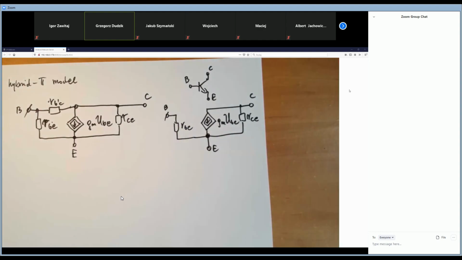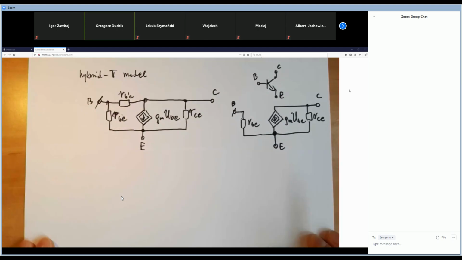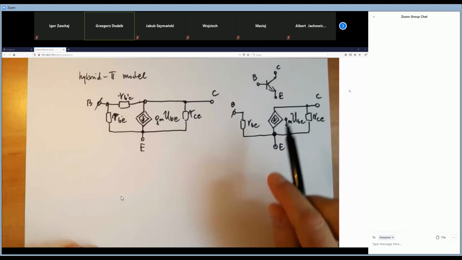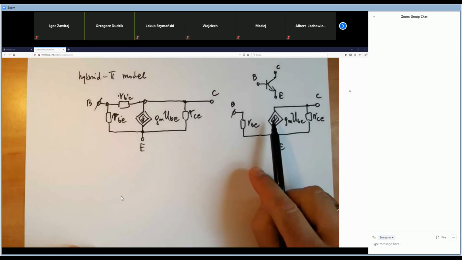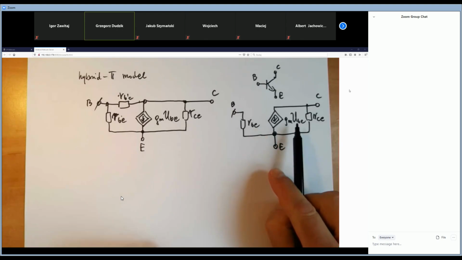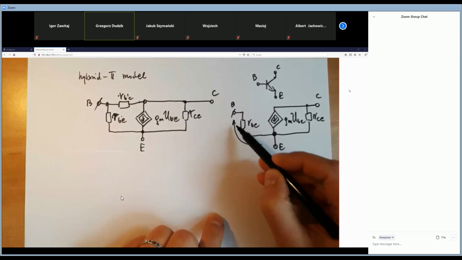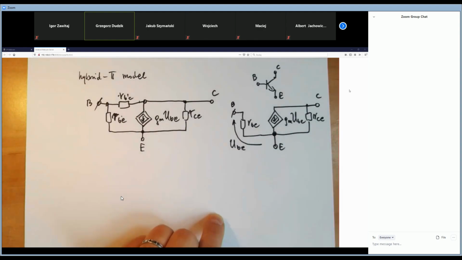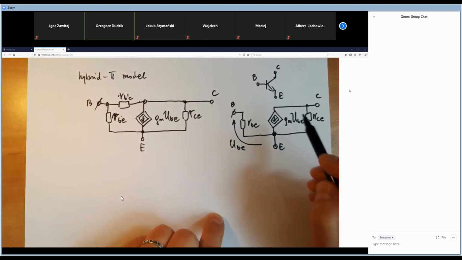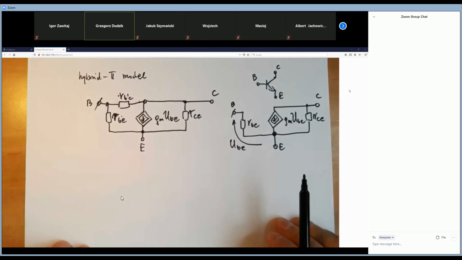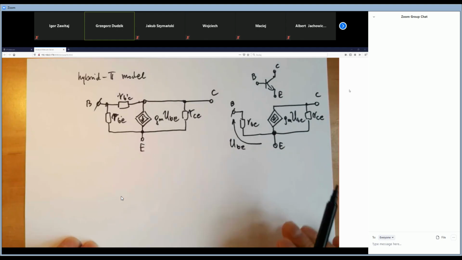Okay, I have to give you some theory at this moment, but very briefly. The first thing, as you see, this is the dependent current source, which depends on UBE. UBE is the voltage drop between the base and emitter, as you see, and some parameter here, GM. What is the GM? GM is the transconductance.